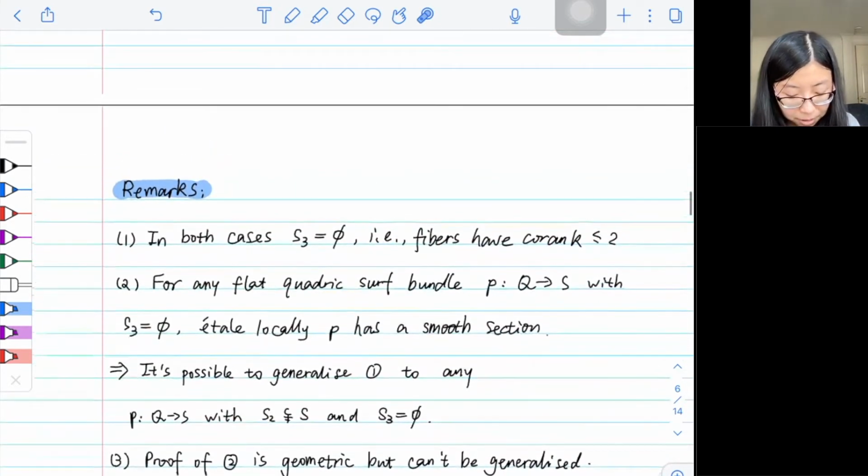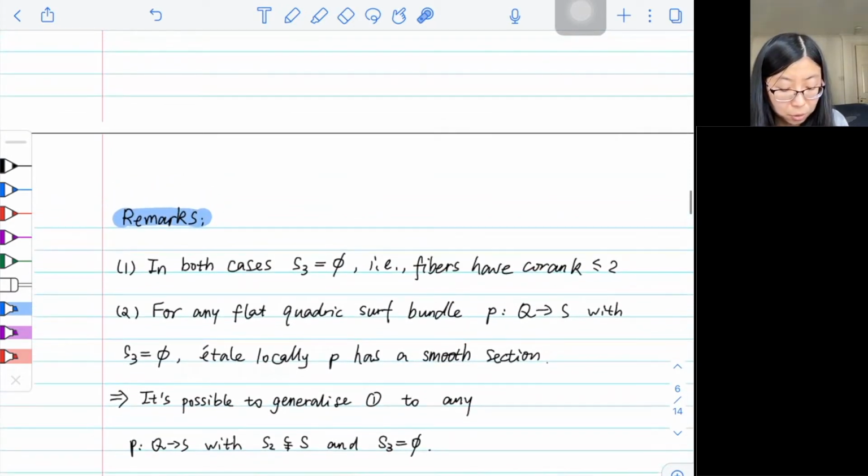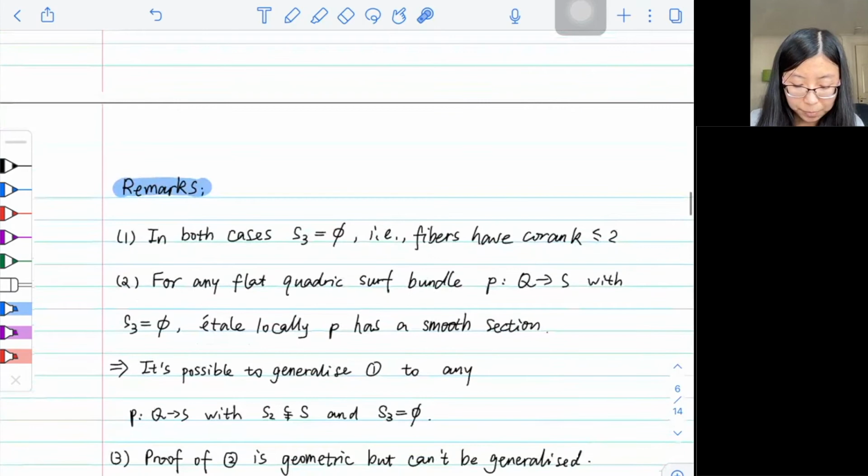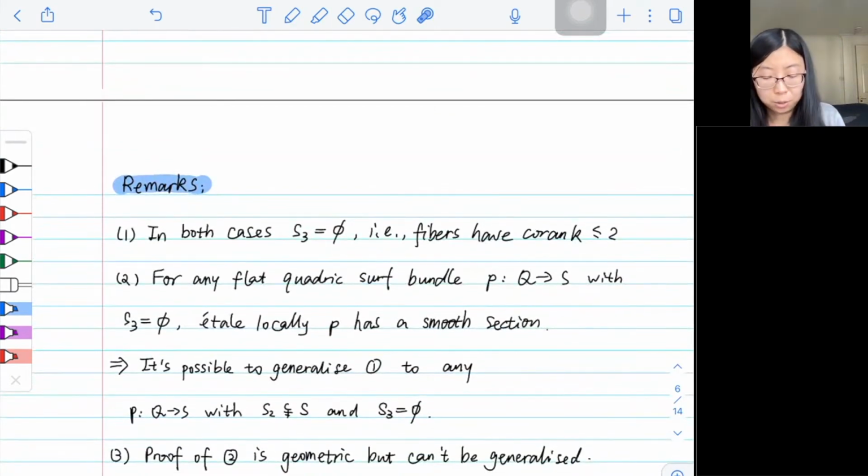Yeah, and then lastly, for the second situation, the proof is very geometric. You actually need to do some birational transformation. That's why we have to assume the base field is algebraically closed and characteristic 0. And sadly, it's very specific to these dimensions and can't be generalized, but it's good for application. Are there any questions at this point? Okay.